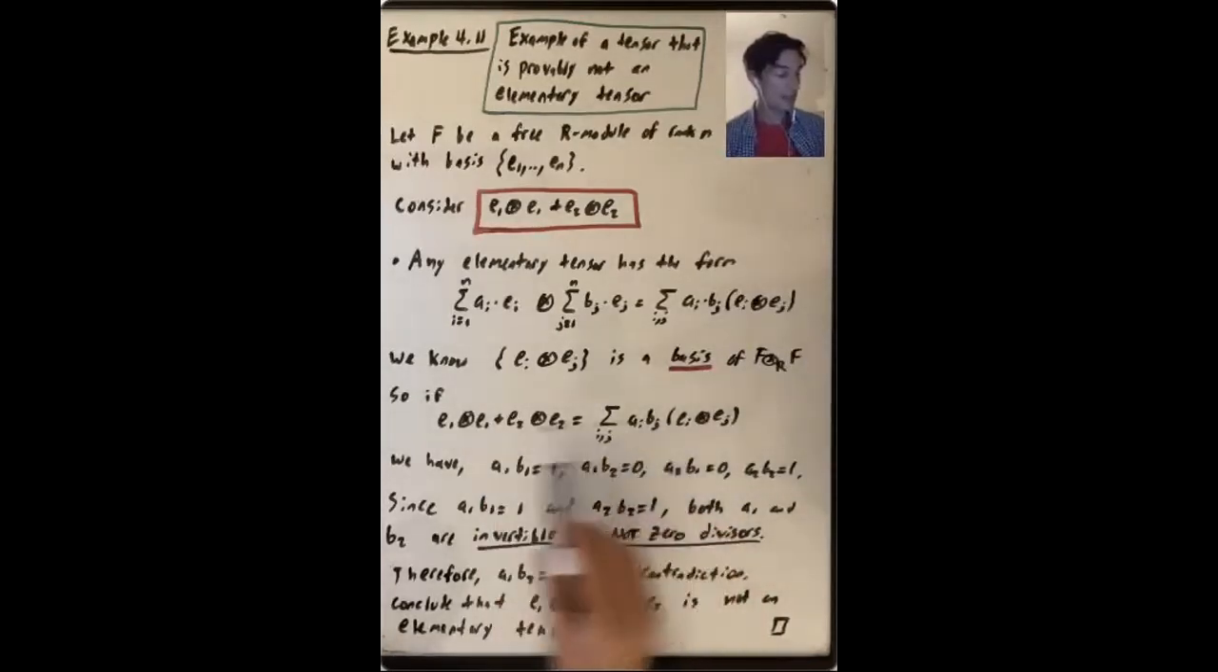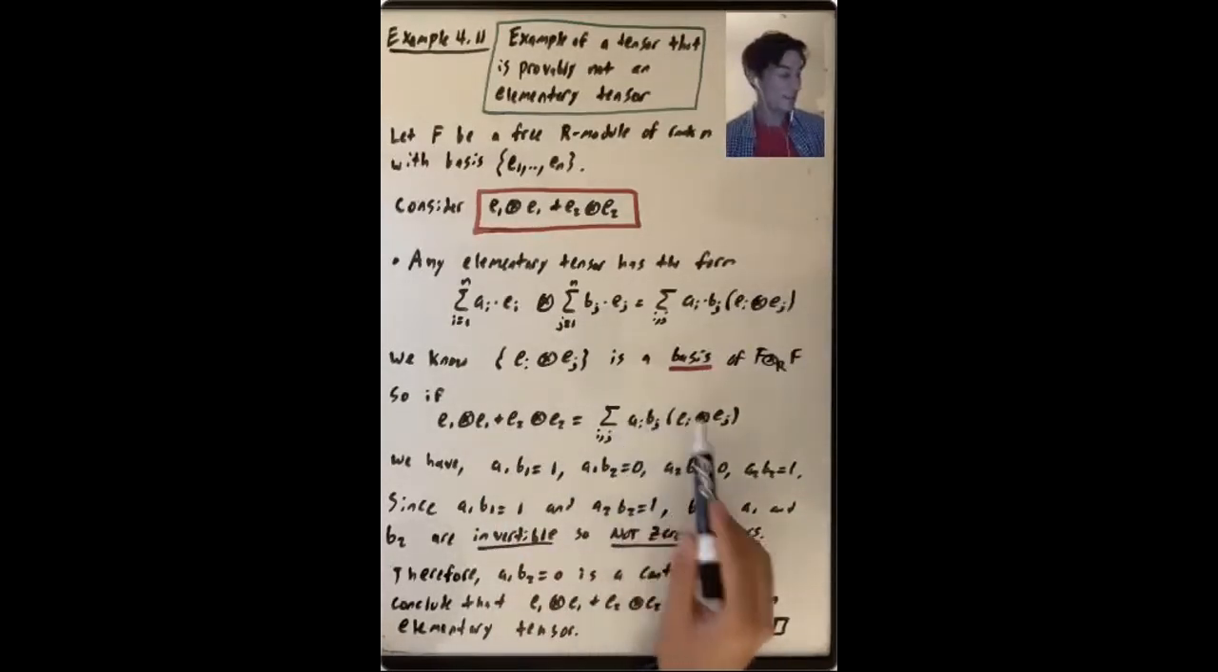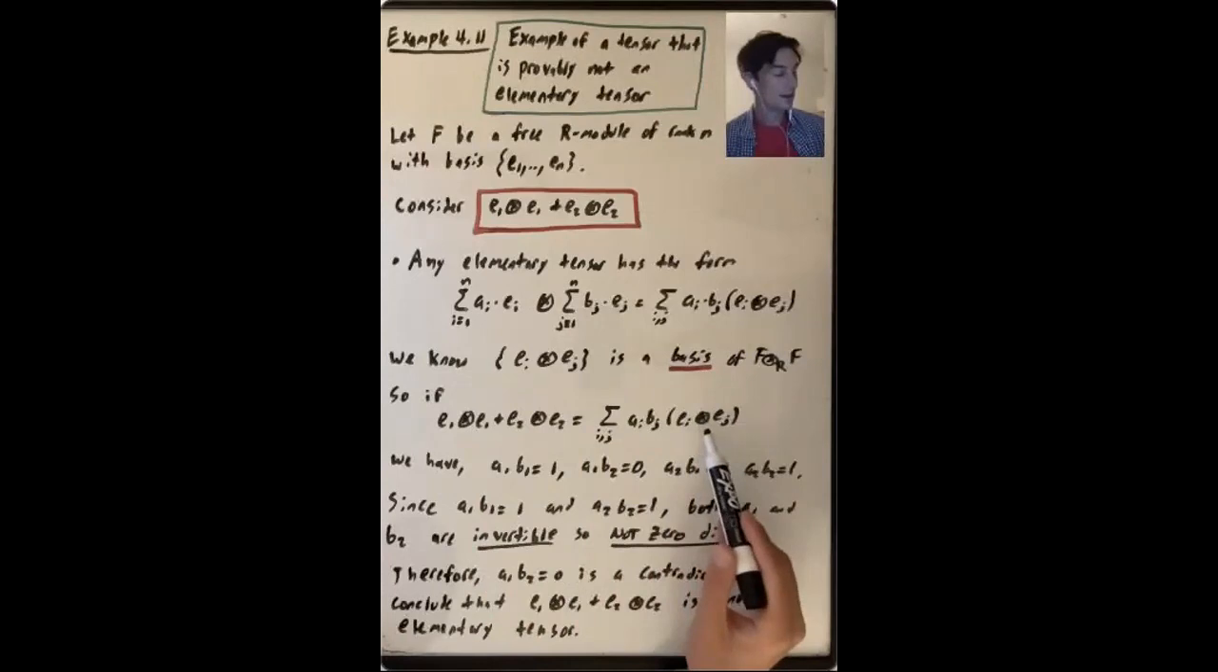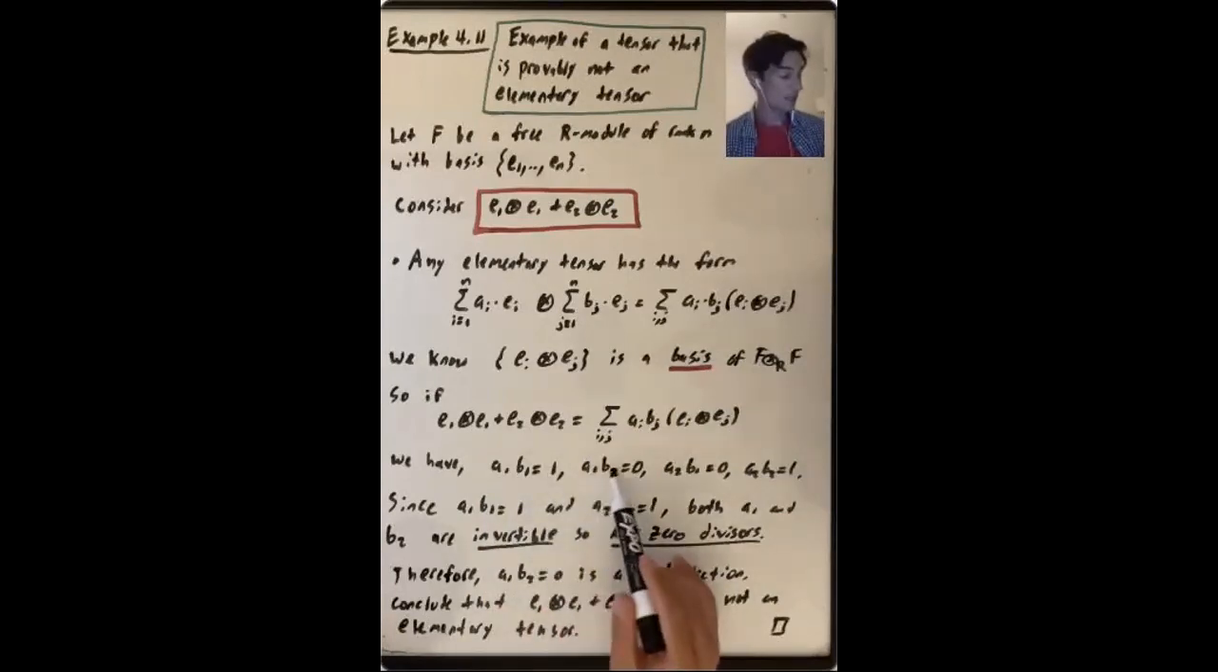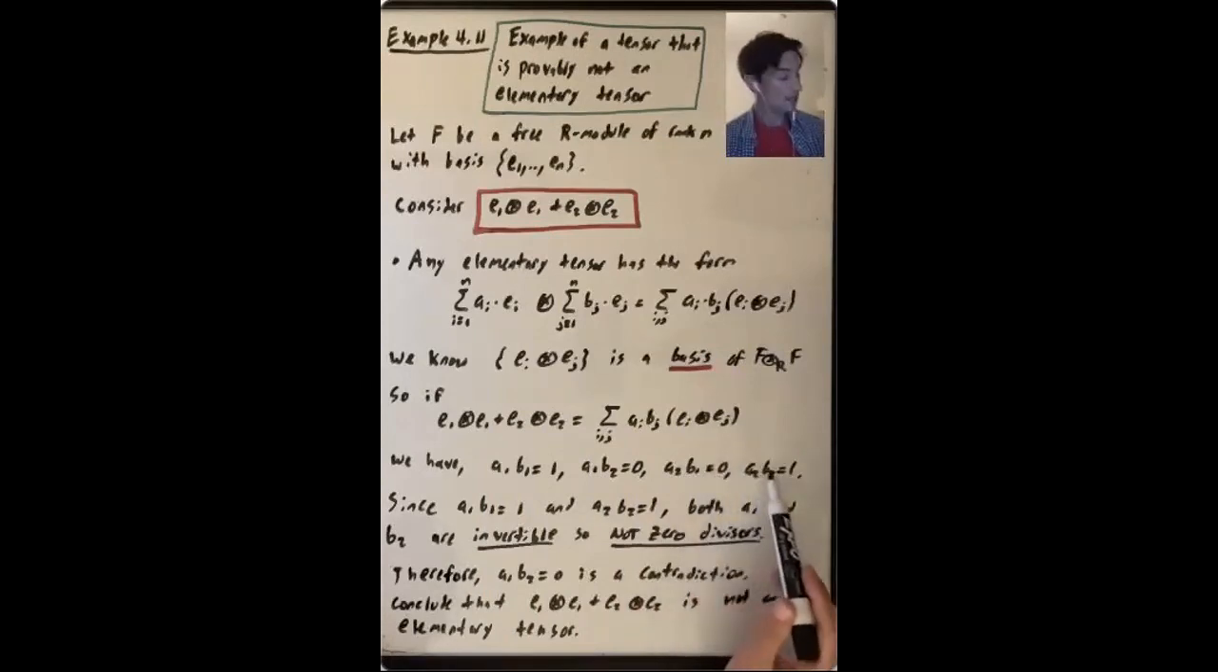Well, let's just match up coefficients, right? This is a basis. So there's a unique way to write each of these tensors as R-linear combinations of these basis vectors. So that means that a1 times b1 has to be 1. a1 times b2 has to be 0. a2 times b1 has to be 0. And a2 times b2 has to be 1. And now we're in trouble. It is not possible to satisfy all four of these equations in the ring R.